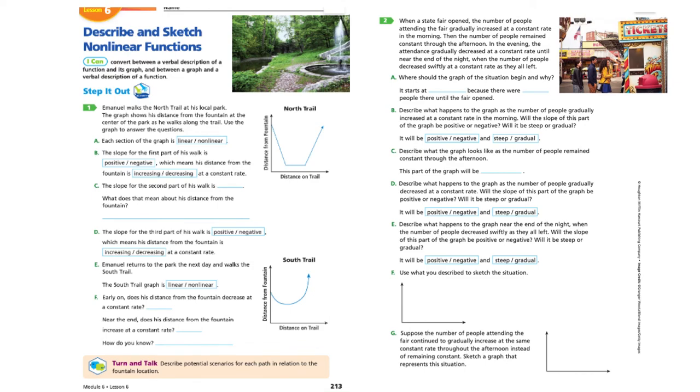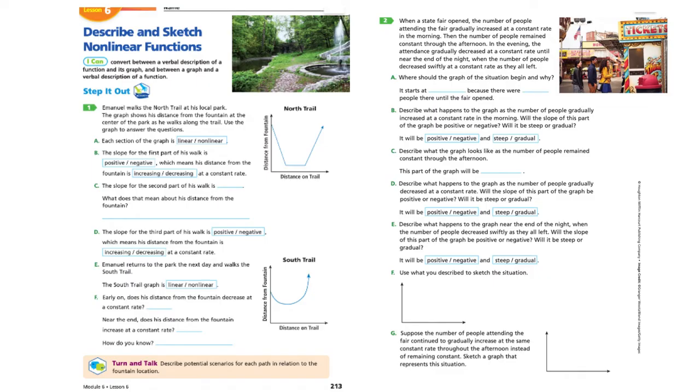Welcome back. Now we are in Module 6, Lesson 6, which is the last lesson of this module. So we are looking at describe and sketch nonlinear functions, the I can statement. I can convert between a verbal description of a function and its graph, and between a graph and its verbal description of a function. So remember, this time they're really talking mostly about nonlinear functions.